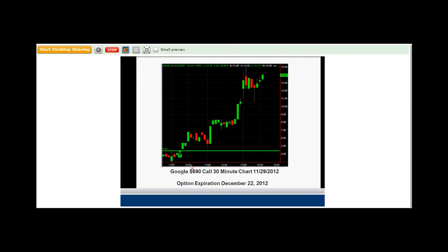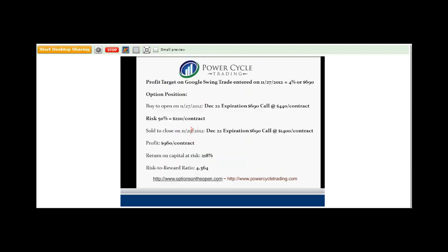So one thing you could do is just buy the 690 calls outright. And this is a 30-minute chart to show you that. So you could have paid $440 for those. Boom, they sold up to $1,400 in 2 days. That's one way you could have done it, just bought the calls outright.